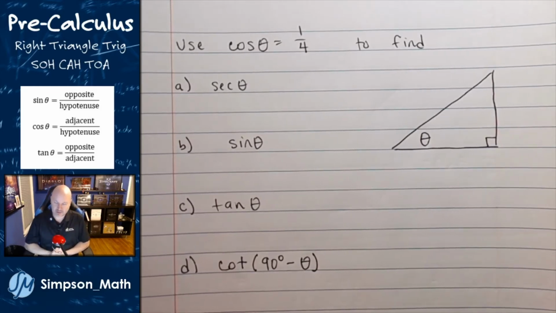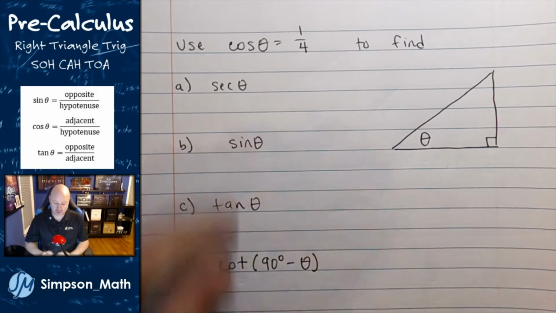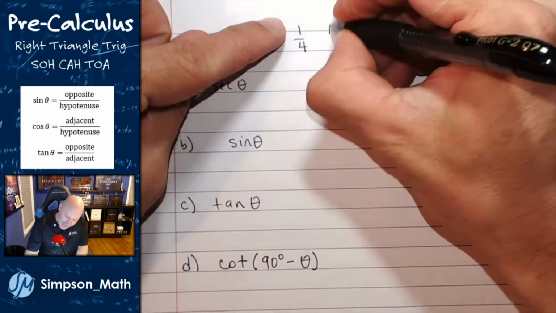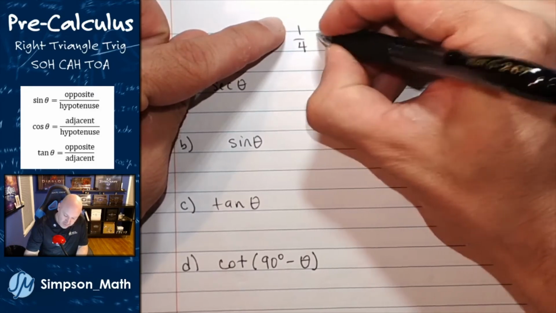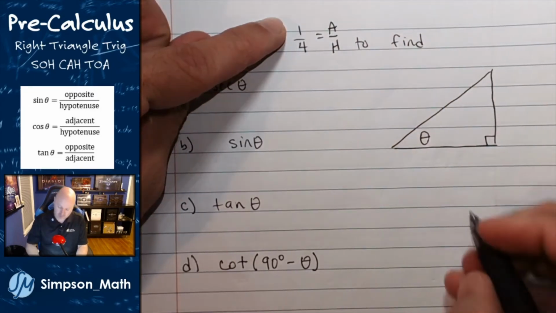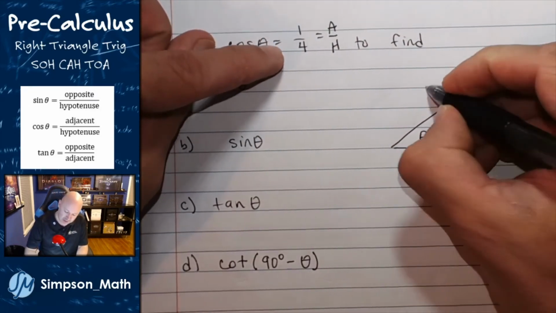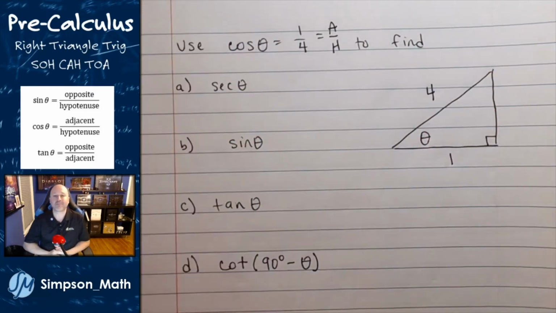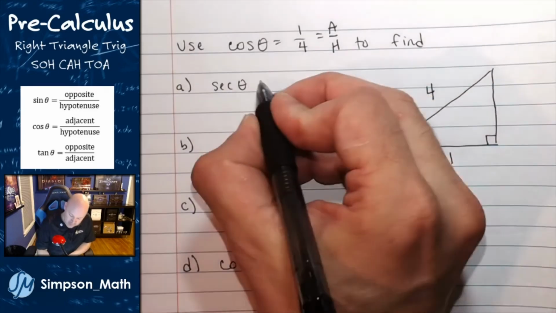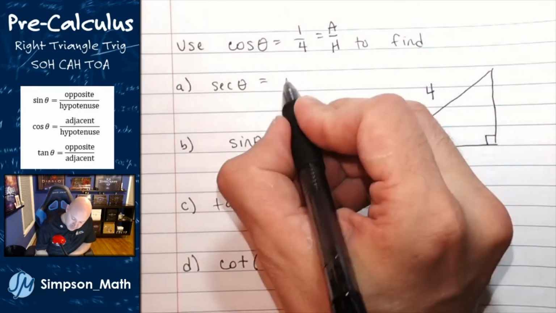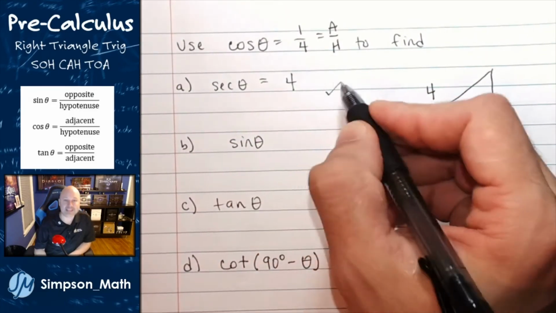All right. Now, cosine, SOHCAHTOA, is adjacent over hypotenuse. So this is the adjacent over the hypotenuse. So my adjacent better be 1 and my hypotenuse better be 4. Secant is defined as the hypotenuse over the adjacent, or the reciprocal, 4. Easy peasy.